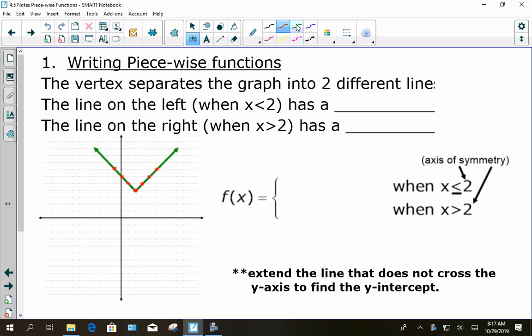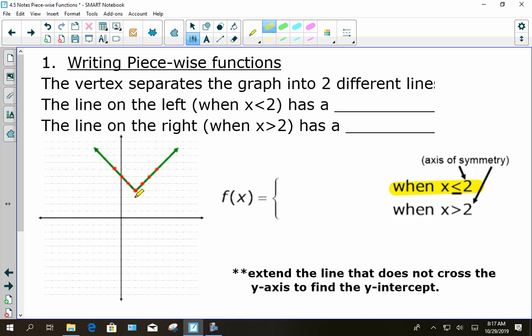So you have this line right here, okay? And you have this line right here. Those lines have slopes, they have y-intercepts. You can write the equation of these lines, and that's all we're going to do. We're just going to write the equations of these lines. So we have here something that says when x is smaller than or equal to 2.